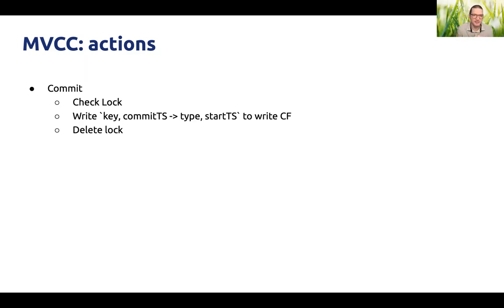Assuming that it is still locked, that we still have a lock on this key, then we write the commit message into the write column family. And so at the commit timestamp and the key that we're interested in, we write the start timestamp, which identifies our transaction, and this marks that the transaction is committed. Once that's been written to the write column family, then this transaction on this key is done and we can remove our lock.